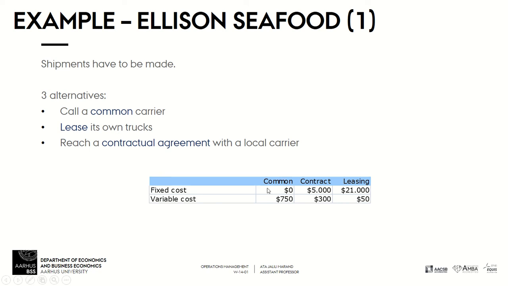For example, for the first alternative, that we'll call the common carrier alternative, we have zero fixed cost and we have a variable cost equal to 750 for each shipment. And then for the other alternatives, we can also see the cost structure, or in other words, the fixed cost and variable costs. And we want to do a cost analysis to choose between these three alternatives, or at least to come up with some managerial advice to make a decision about capacity selection.